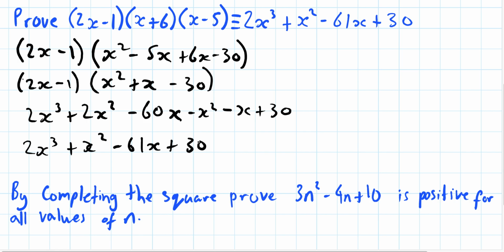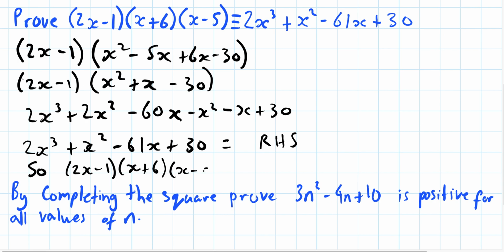Okay, so you can see how the left hand side looks like the right hand side, alright? So it is equal to the right hand side, and then we have to write the statement again. So 2x minus 1, x plus 6, x minus 5 is always equal to 2x cubed add x squared minus 61x plus 30. Cool, so we started off with our statement and we followed the logical steps to prove it.